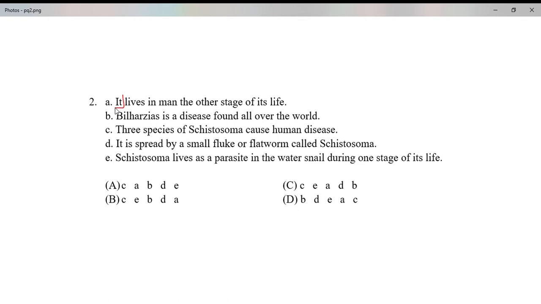Here we go. It, right? It has to refer to something else that has been introduced. You never begin a paragraph with a pronoun without introducing a noun first. Okay, over here in a similar manner, its life, right? These two are connected, it and its life.